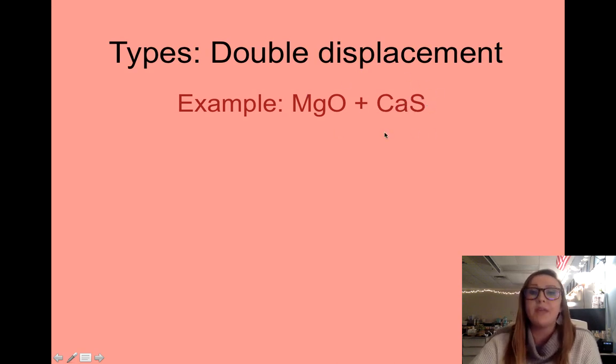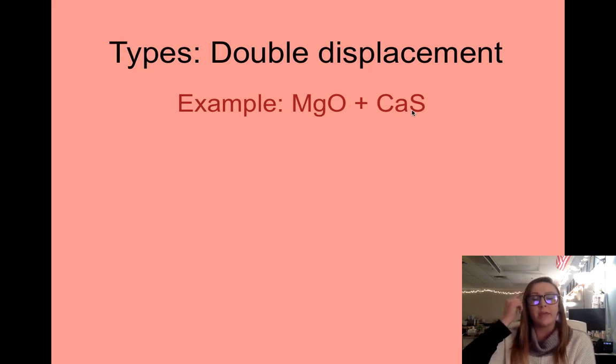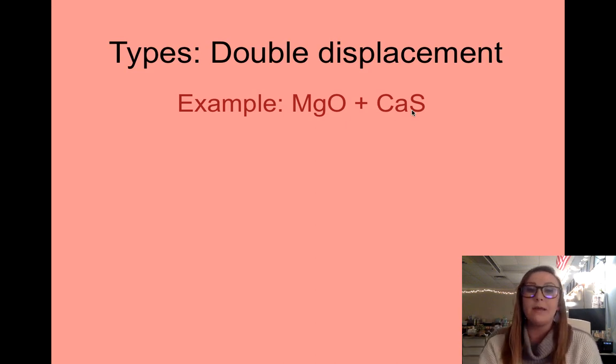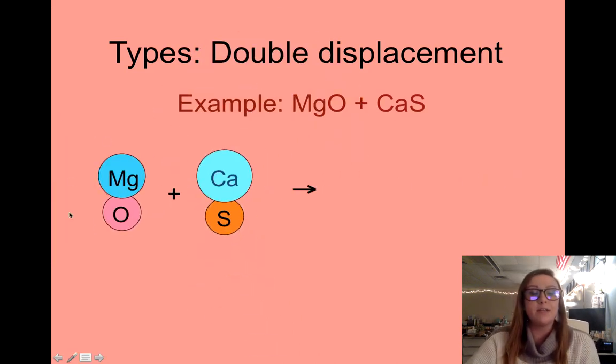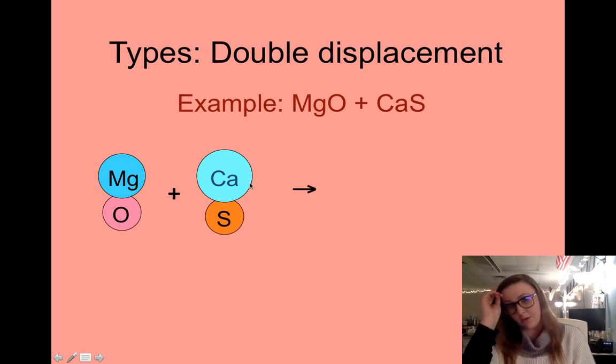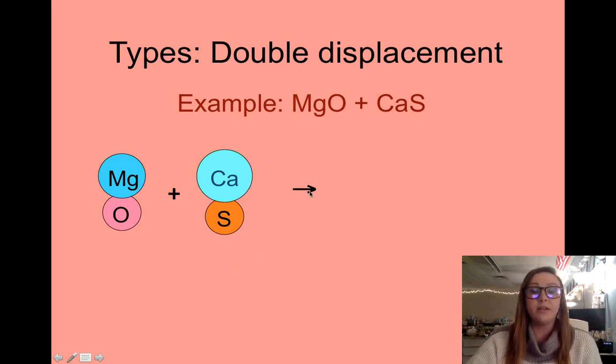So what do you think will happen when we add energy to magnesium oxide and calcium sulfide? I want you to take a guess. Think: double displacement, two things switch. Okay, let's talk about it. So we have magnesium oxide over here plus calcium sulfide. When we add energy, let's see what happens.